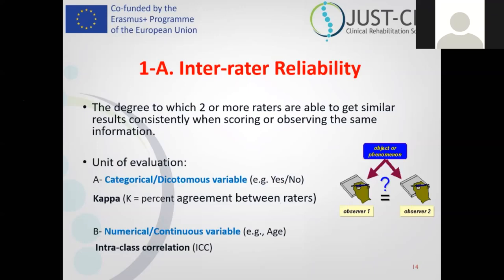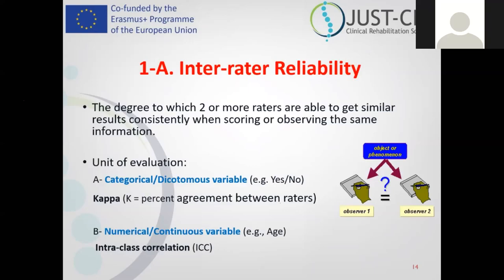The unit of evaluation for inter-rater reliability depends on the type of questions that the instrument or the questionnaire has. For example, in the case of categorical variables, which means the answers are yes/no questions, or it could be gender, for example, male and female. These are considered categorical variables. In this case, we use the kappa value to represent the reliability coefficient. The kappa value is the percent of agreement between two raters.